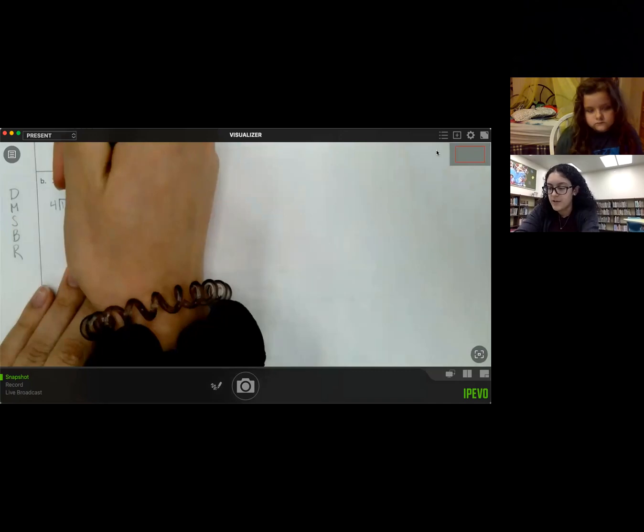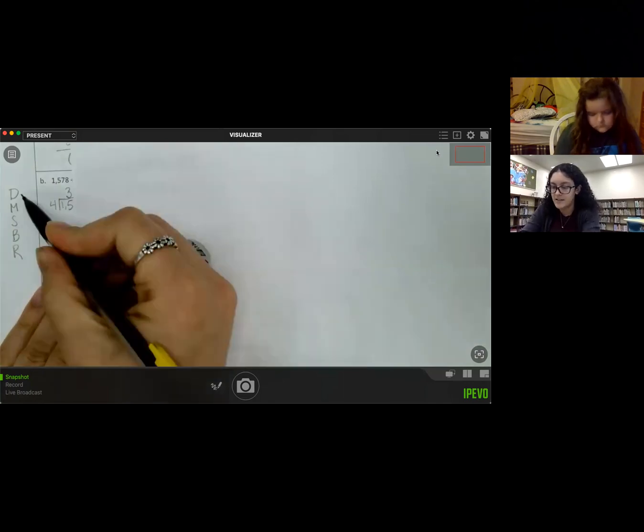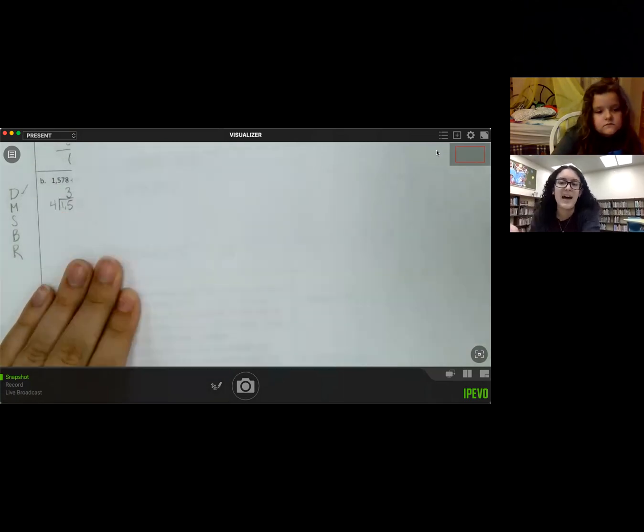So I'm going to write my 3. I'm going to put it right above my 5. So that was our dividing step, Tegan. Even though this step kind of seems like multiplication since we think about it like multiplication, it's still our division step.